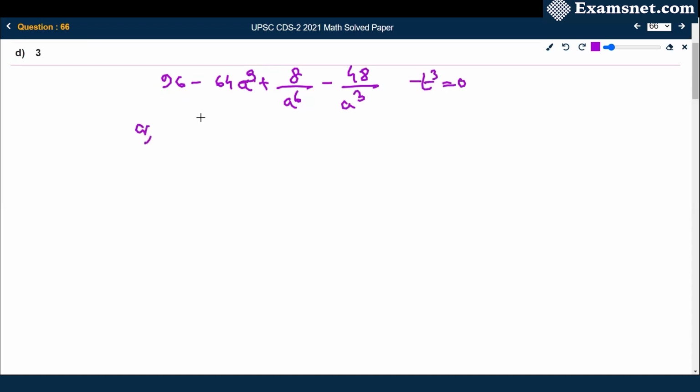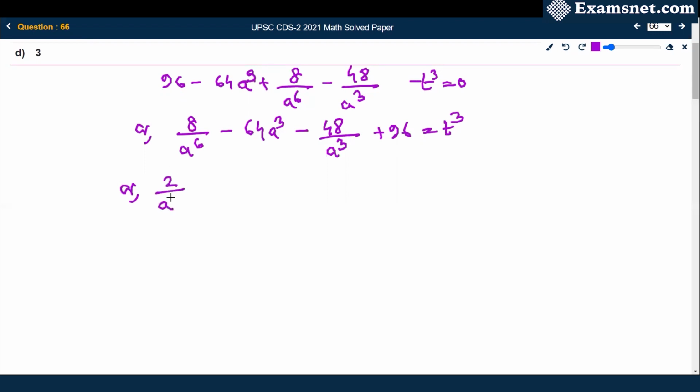We'll start arranging them. Let's write 8 by a to the power 6 minus 64a cube minus 48 by a cube plus 96 equals t cube. Now we can further write 8 by a to the power 6 as 2 by a square whole cube.